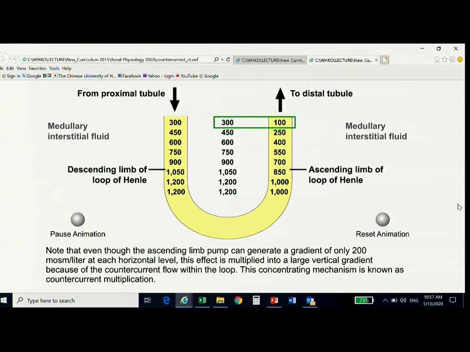Note that even though the ascending limb pump can generate a gradient of only 200 milliosmoles per liter at each horizontal level, this effect is multiplied into a large vertical gradient because of the countercurrent flow within the loop. This concentrating mechanism is known as countercurrent multiplication.